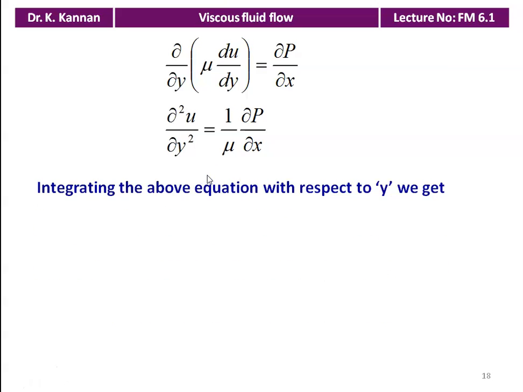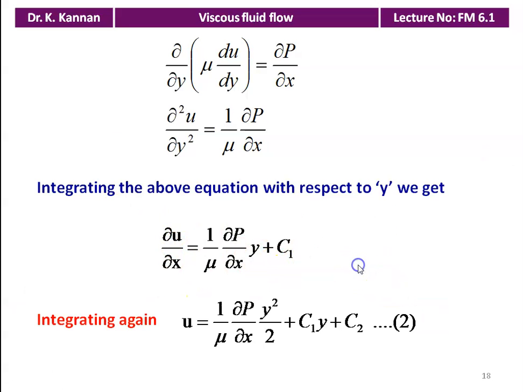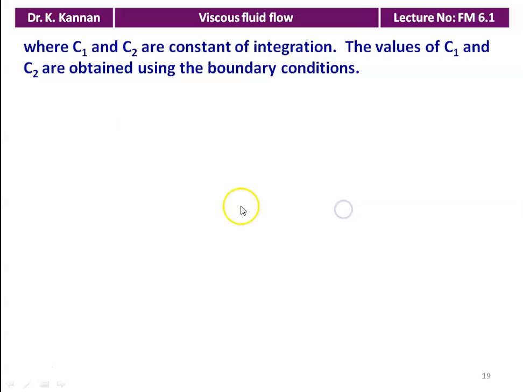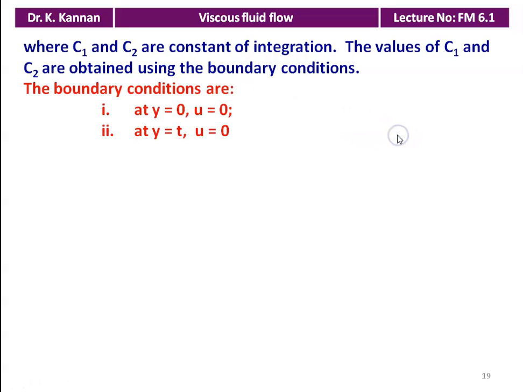First integration. Integrating the above equation with respect to y, du by dy equals 1 by mu dou p by dou x into y plus C1. Integrating again, u equals 1 by mu dou p by dou x y square by 2 plus C1 y plus C2. That is the second equation. Now, there are two constants, C1 and C2. We require two boundary conditions to calculate C1 and C2. C1 and C2 are the constants of integration. The values of C1 and C2 are obtained by using the boundary conditions.